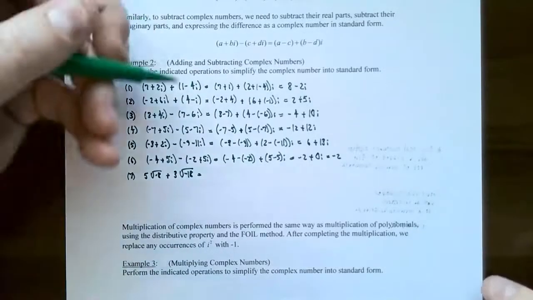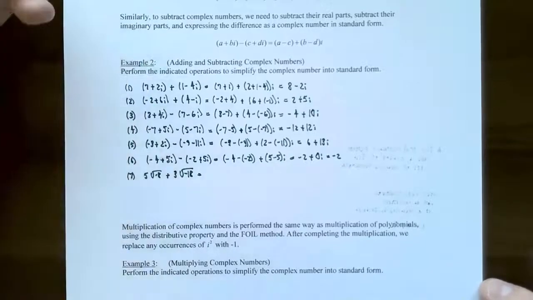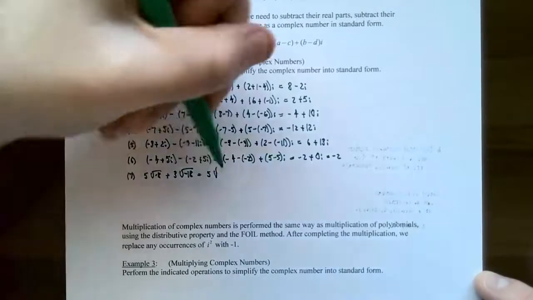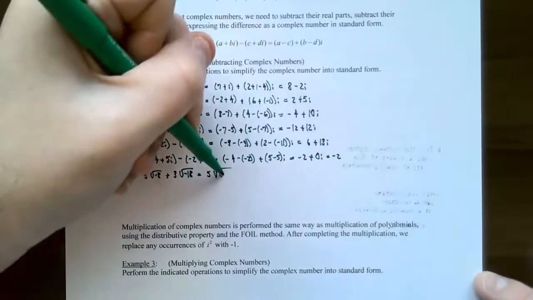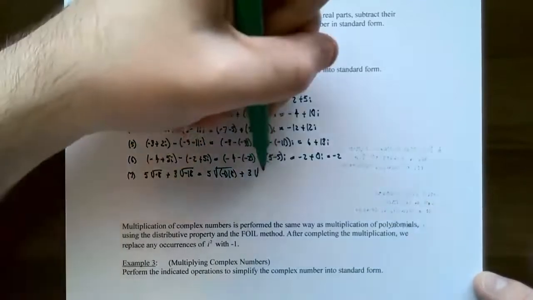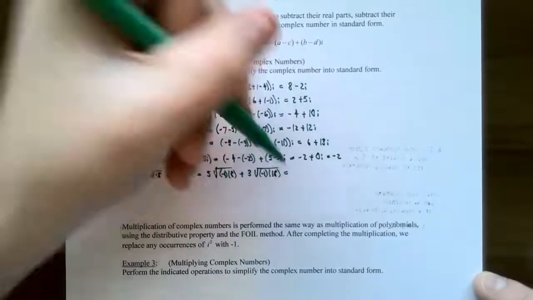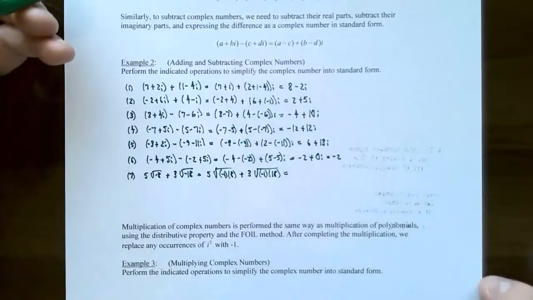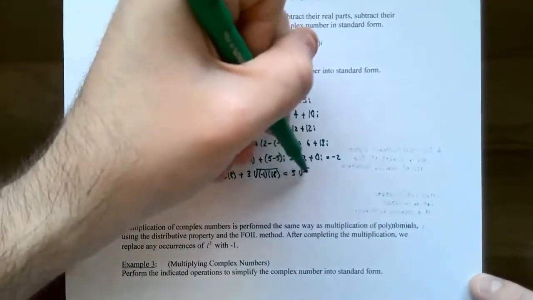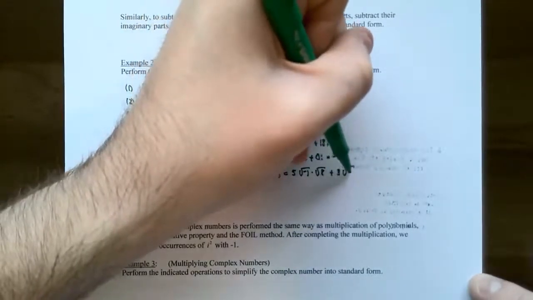So first thing to do is make sure that these square roots of negative numbers are rewritten in terms of i, the imaginary unit. So this becomes 5 times the square root of negative 1 times 8, like we were doing in example 1, plus 3 times the square root of negative 1 times 18 inside the square root. And so now we can simplify this involving the imaginary unit. This becomes 5 times the square root of negative 1 times the square root of 8 plus 3 times the square root of negative 1 times the square root of 18.